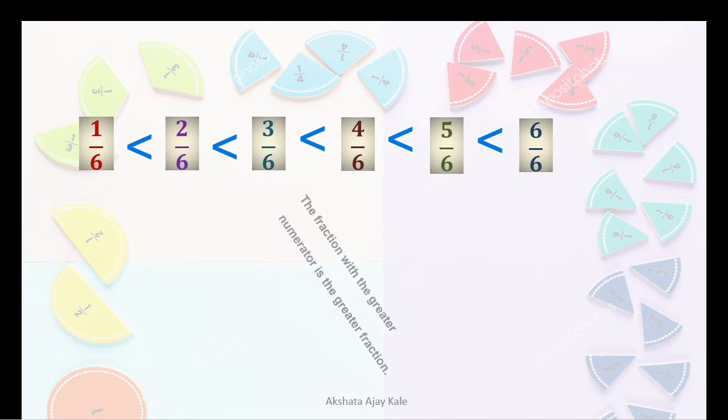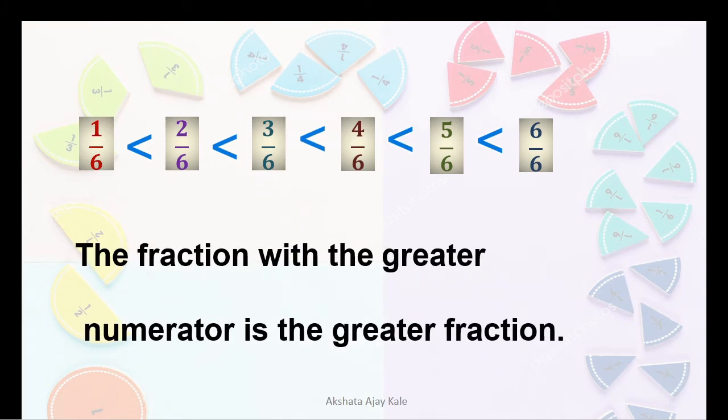So we can write like this: the fraction with greater numerator is the greater fraction in the like fractions, correct? Greater is the numerator. Here you can see greater is the numerator, greater is the fraction because all the denominators are same. Okay, these are called like fractions.